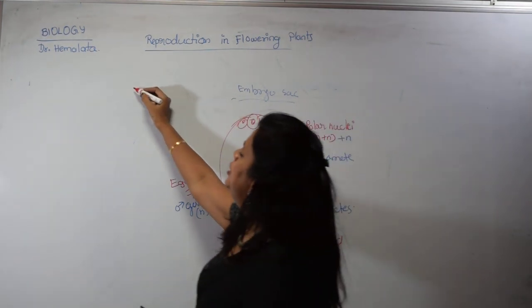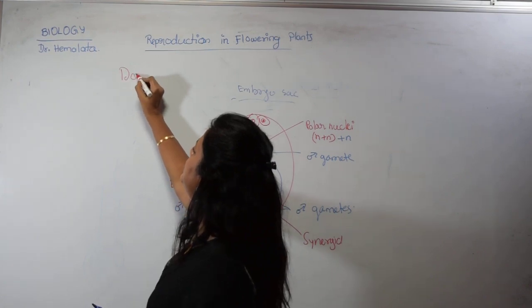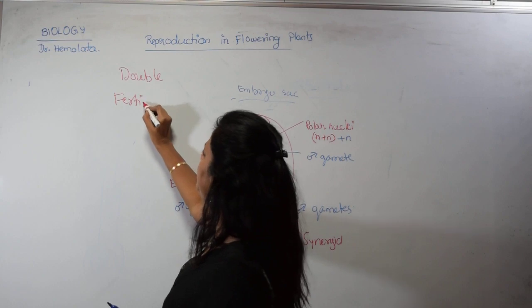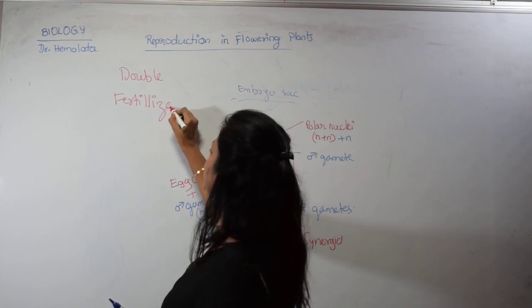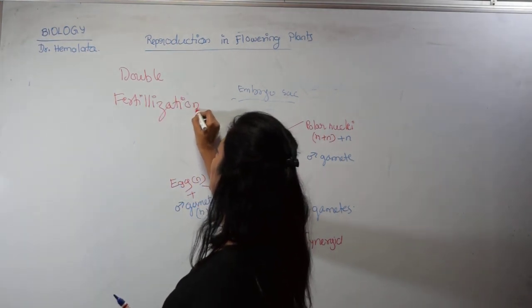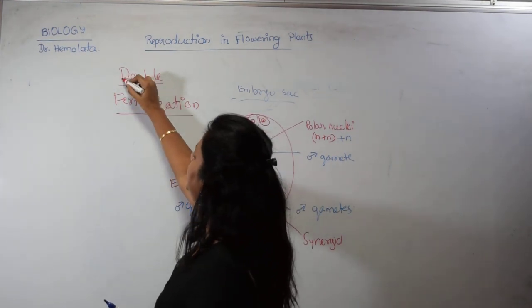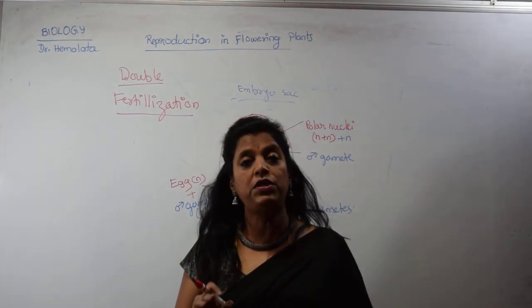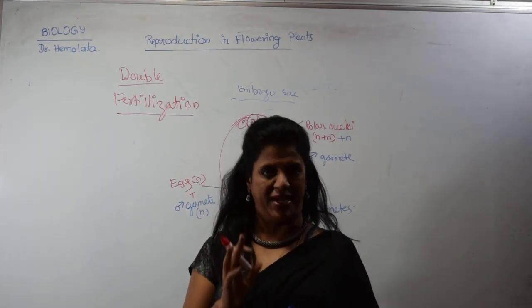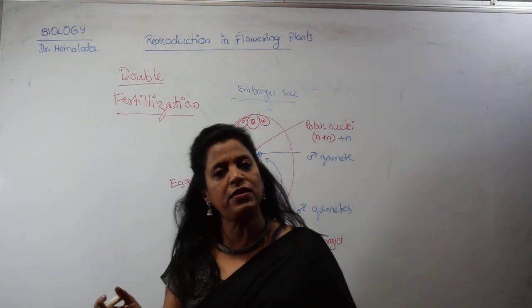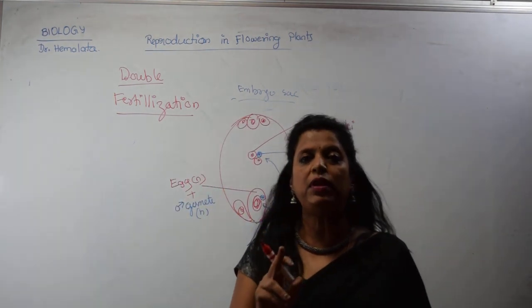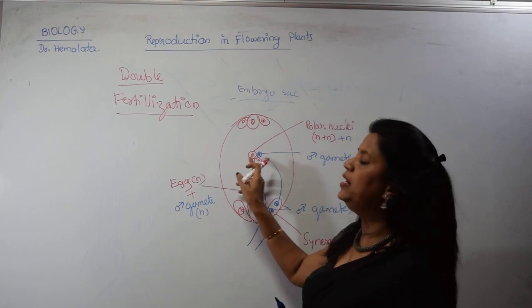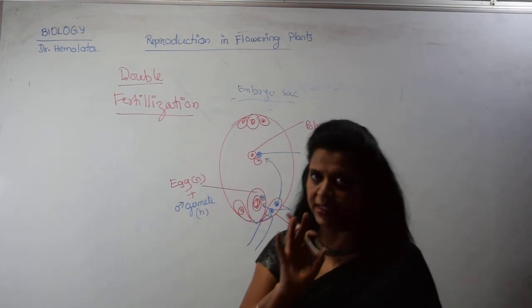So, in angiosperms, fertilization is said to be double fertilization. Never forget this word, double fertilization. Anytime they can ask you, what is double fertilization? It is the characteristic feature of angiosperms in which fertilization happens twice. What are the two fertilizations? First, one of the male gametes fertilizes the egg. Another male gamete fertilizes the polar nuclei. Fertilization is happening two times.